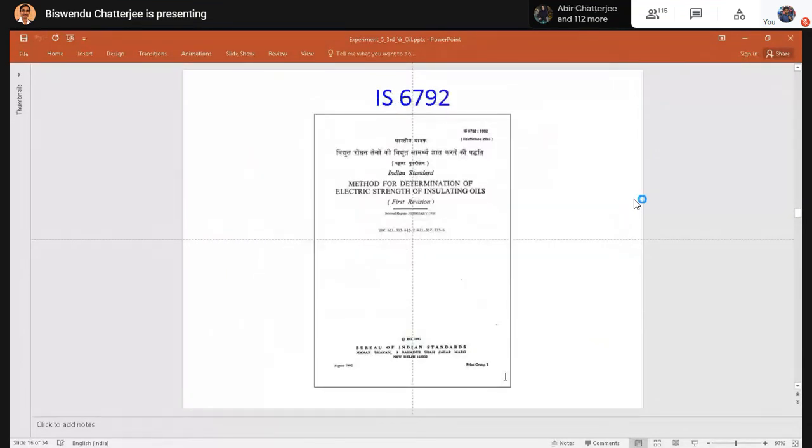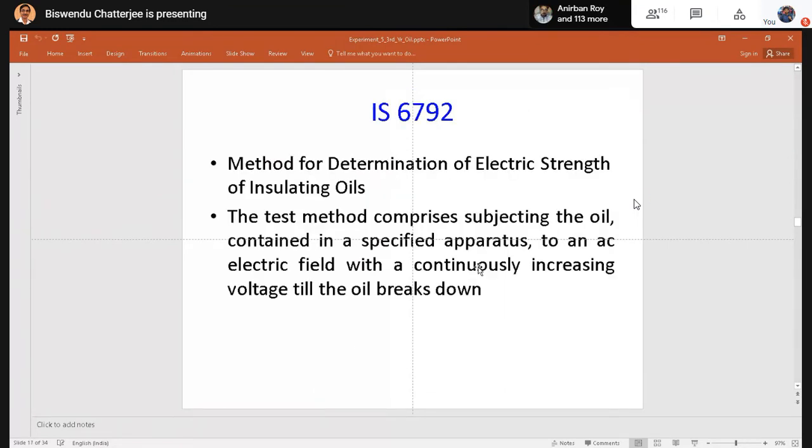Now we go to IS 6792. IS 6792 tells how you will determine the electric strength of insulating oil. By this standard, we will do that. The test method comprises subjecting the oil in a specific apparatus. You cannot do it in your arbitrary way, it is a standard. So again, like paper, an AC electric field is applied, continuously increasing voltage till the oil breaks down.